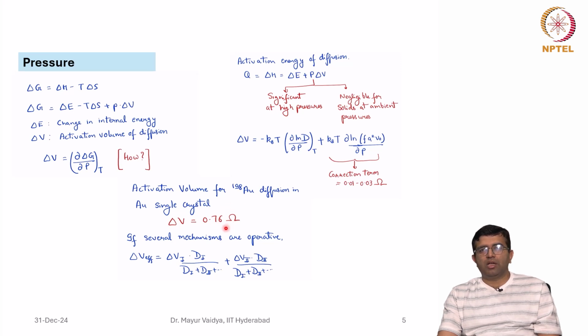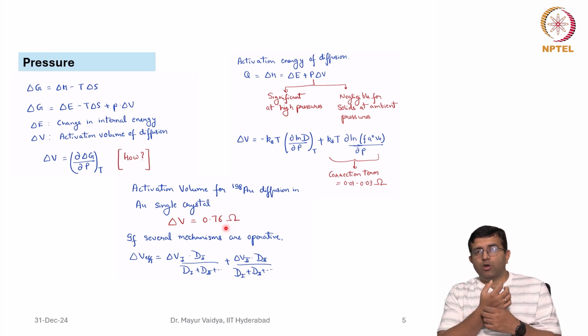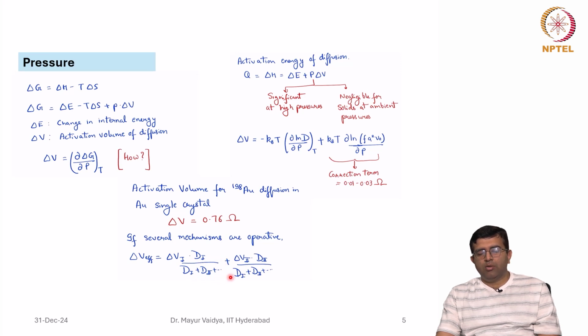You can see that atomic volume is a small quantity. So, 0.76 of that is not a very large number, and that is usually the case in a lot of metals. So, if again several mechanisms are operative, then the effective activation volume is the weighted average of the individual activation volumes, delta V1 times D1 by D1 plus D2, and so on, delta V2 times D2 by D1 plus D2, and so on.